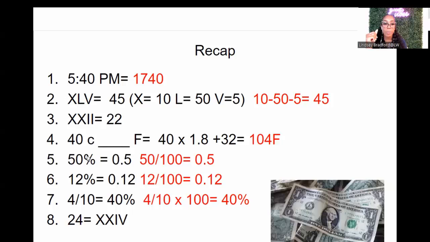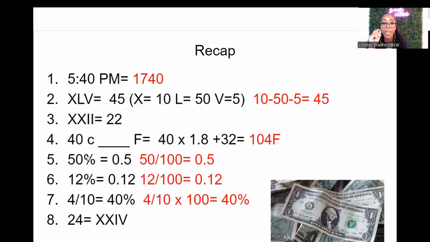Okay. 6, same thing, nothing changed. 12% is going to be 12 divided by 100, 0.12. Because remember that the percentage stands for what? 100. Why? Because 100 is your whole number.